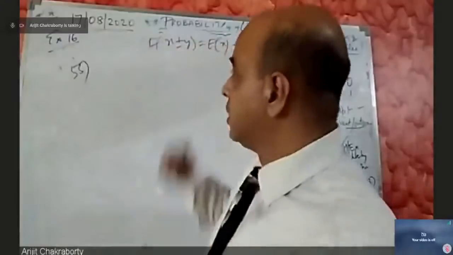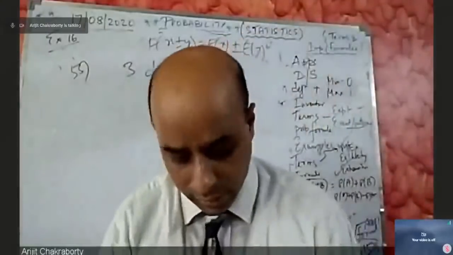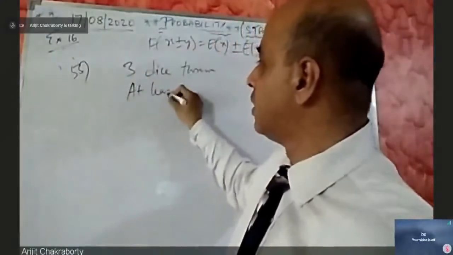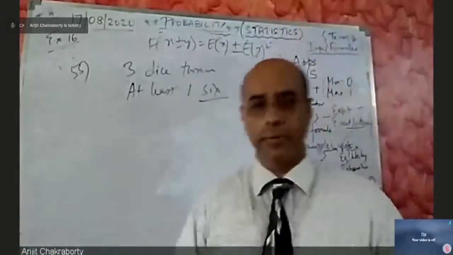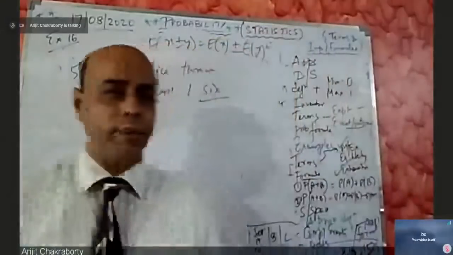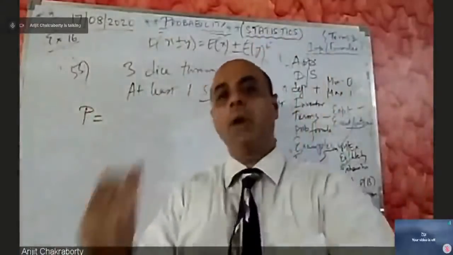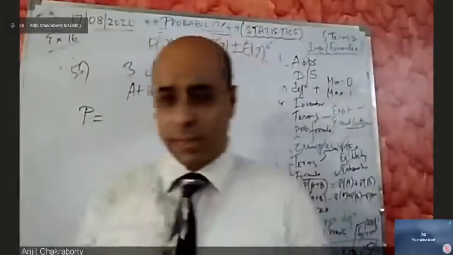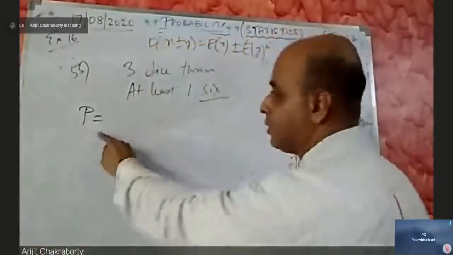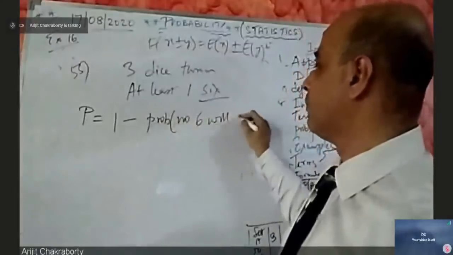At least one 6. So the die is thrown 3 times, and you need to find out at least once it should be 6. That is basically what we need to find out. The simple technique of finding the probability in this case: at least one 6, the complementary event is that no 6 will come. So the probability will be 1 minus the probability that no 6 will come.